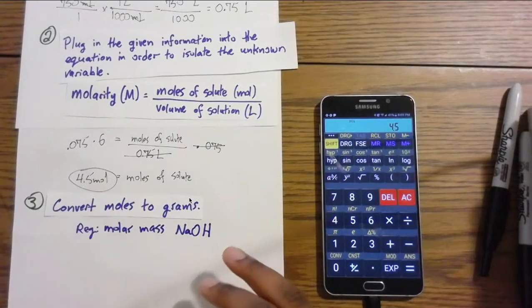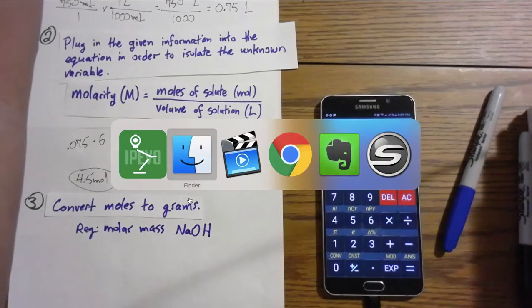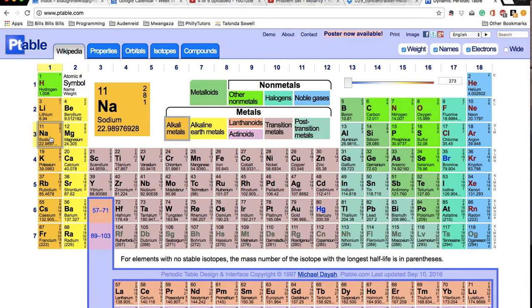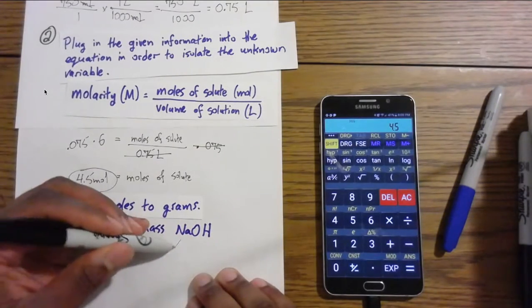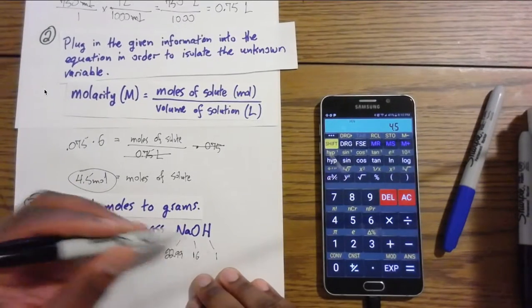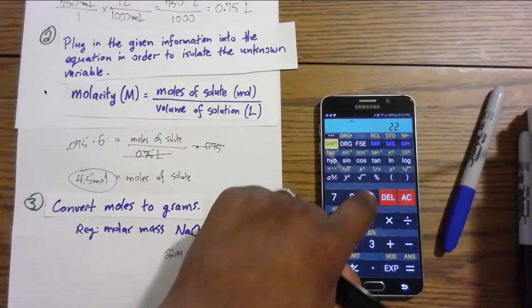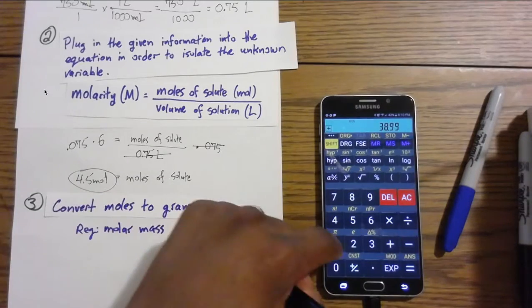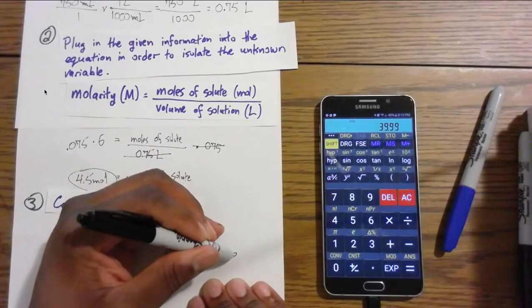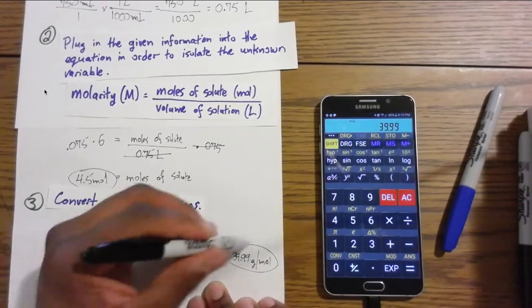And so going to my periodic table, I'm going to find that the mass of sodium is 22.99, oxygen 16, hydrogen is 1. So Na is 22.99, oxygen 16, hydrogen is 1. I'm going to add them all up, 22.99 plus 16 plus 1 is 39.99 grams per mole. There's my molar mass.